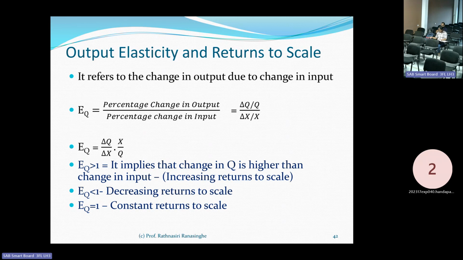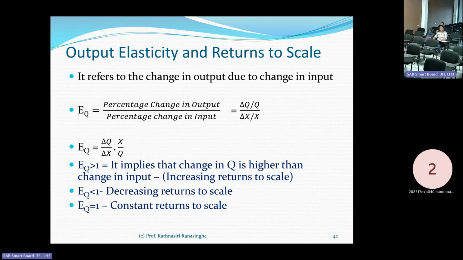So that means the output change is less powerful than the input change. For example, the output change is 10% with respect to an input change of 5%. Sorry, 20% maybe. So that means there will be decreasing returns to scale.